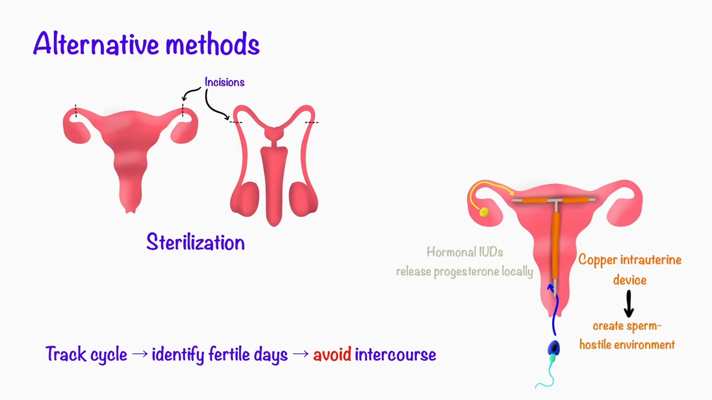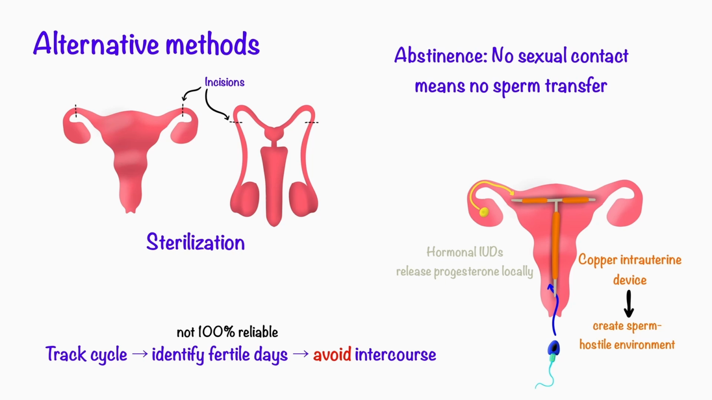Some people use natural methods to avoid pregnancy. This involves tracking when the woman is most fertile during her menstrual cycle and avoiding intercourse on those days. While popular with people who prefer not to use hormonal or barrier methods, natural timing is less effective than most other contraception methods. Abstinence, not having sexual intercourse, is the only method that is 100% effective at preventing pregnancy.